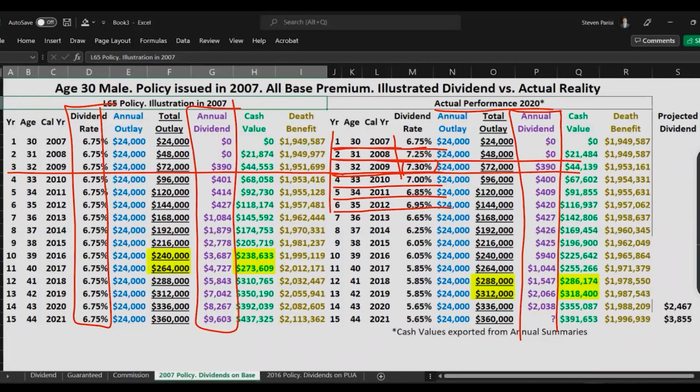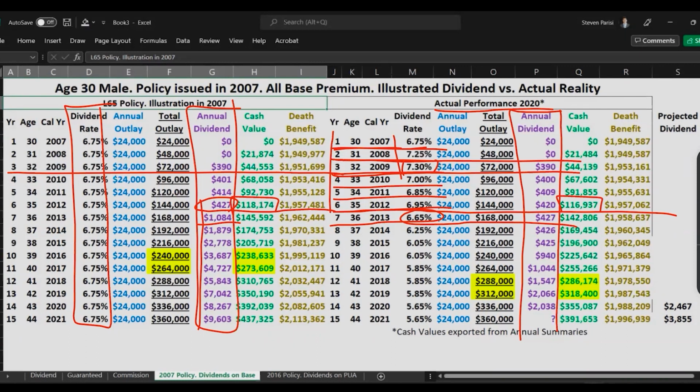How about by year 6? Dividend rate has been higher each and every year. I'm at 420, yet that original issue illustration was at 427. And the cash value difference here, look at that. About $1,000 there, a little bit more. Then as time passes, well, it gets worse. Here we go. Dividend rate comes down a little bit, and I do not see the jump in actual dividends compared to what was illustrated on the issue illustration.